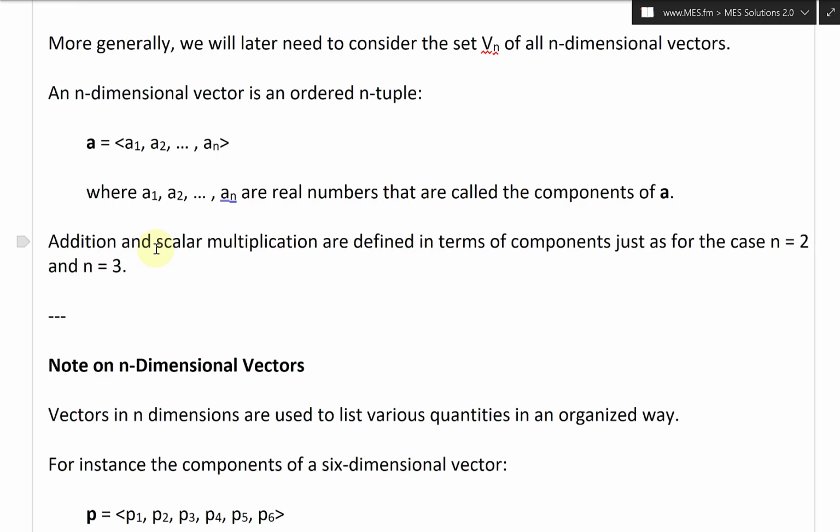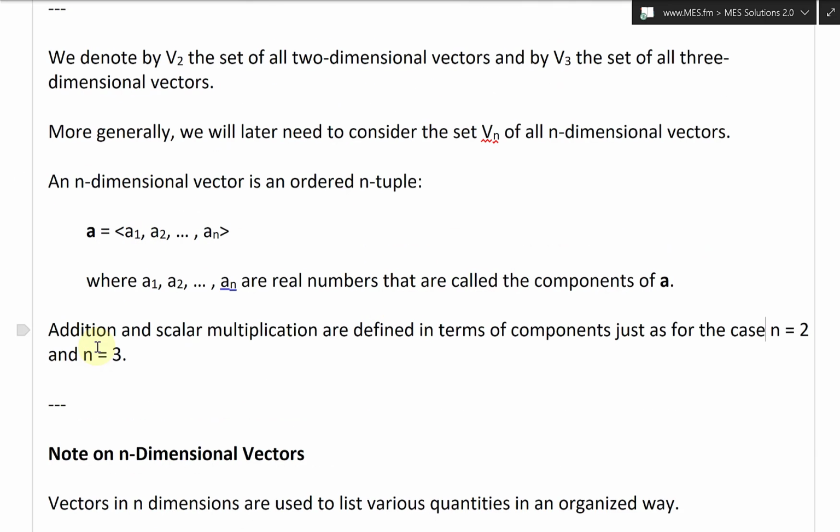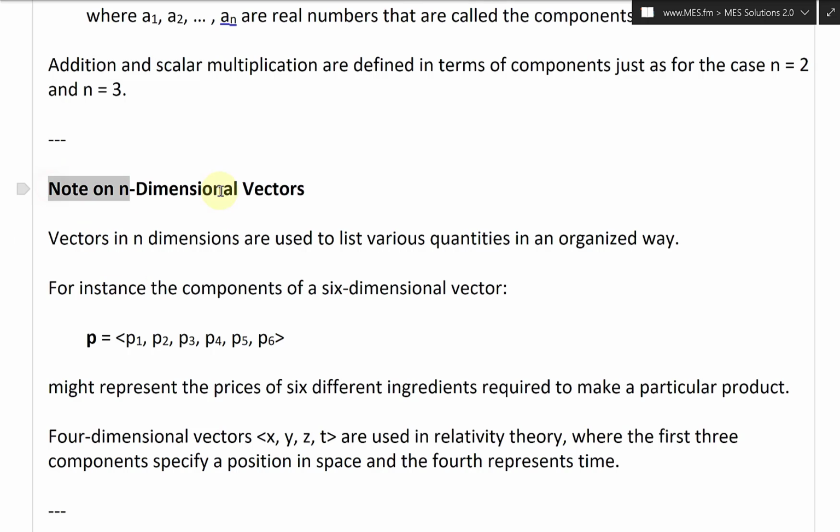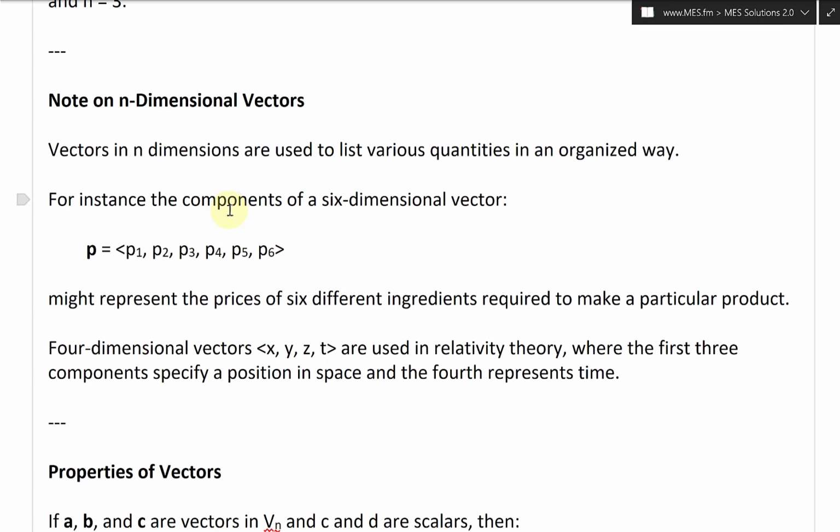So yes, the definitions still hold as for case 2 and case 3, and you could go to any number of components, and the definitions of addition and scalar multiplication and so on still hold. Now just a note on n-dimensional vectors. Vectors in n dimensions are used to list various quantities in an organized way. For instance, the components of a 6-dimensional vector, let's say a vector p with components p1, p2, p3, p4, p5, and p6, might represent the prices of 6 different ingredients required to make a product. So in this case, this set would hold all the prices of ingredients for a specific product.